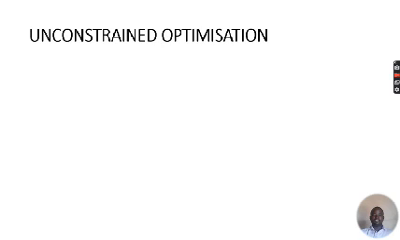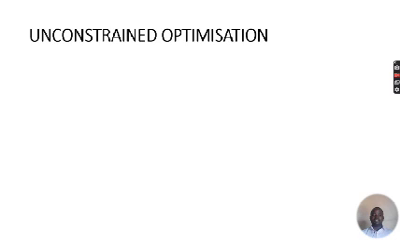The question is, what is unconstrained optimization? Now, I earlier defined what constraints are. Constraints are a limitation to your objectives. What is actually impeding you from achieving your objectives is what we call constraints.